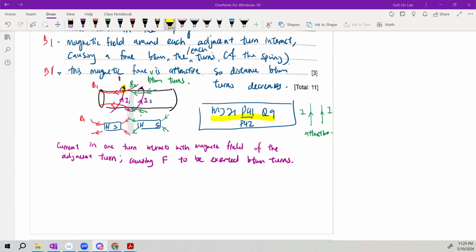I don't know why, but a lot of people got problem with this question. So I'll quickly run through this particular question.